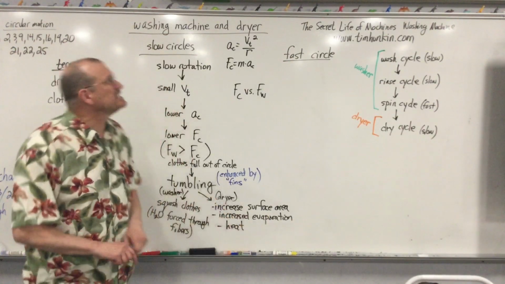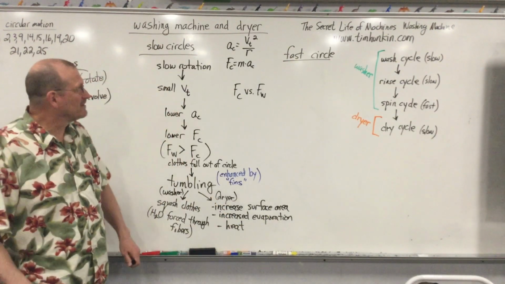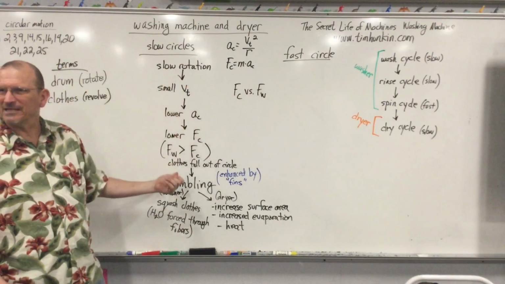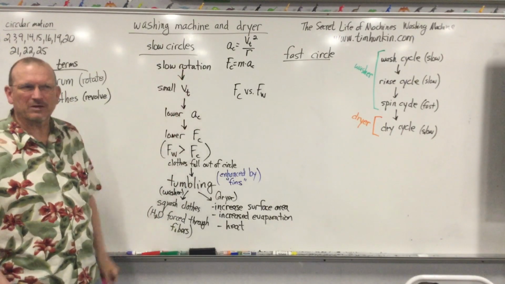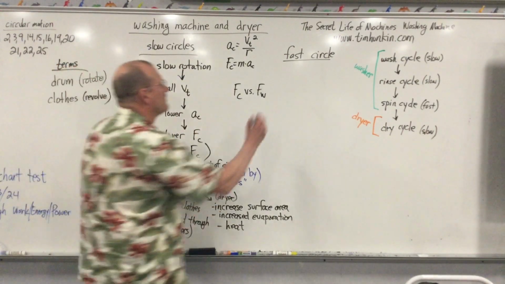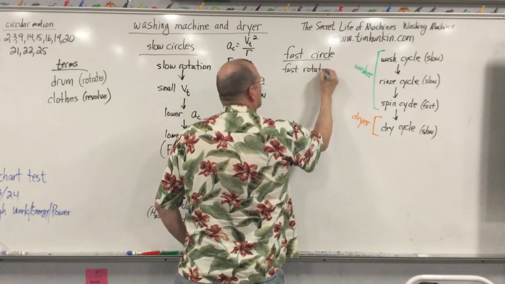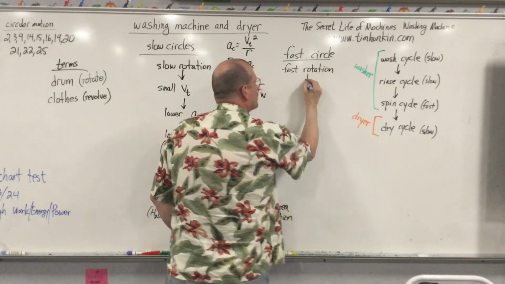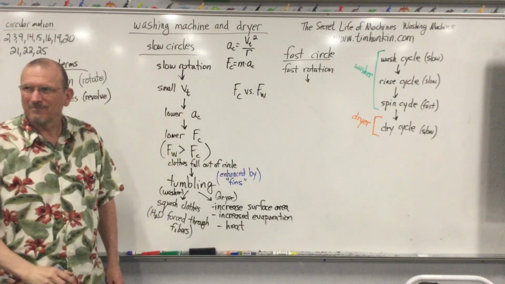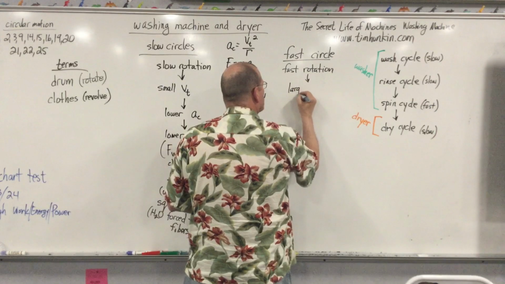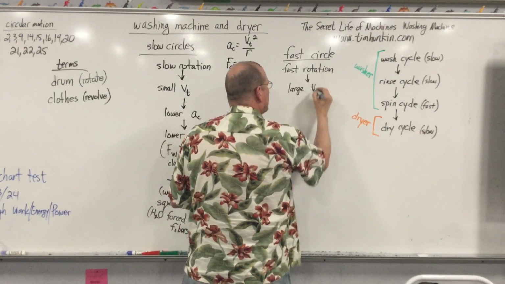So now here's the easy part, because we only got 8 minutes left. The fast circle. Let's use this. What's the first thing we're going to write down? Fast rotation. What's the next thing that gets written down? Yeah, you could say large v sub t.